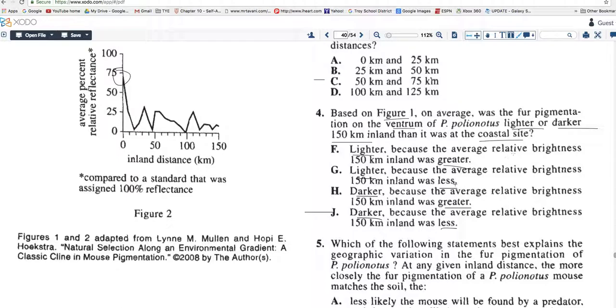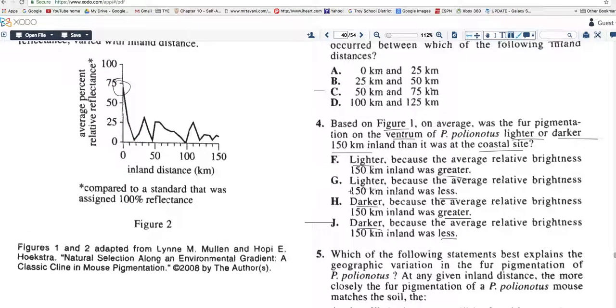So which answer choices can we automatically eliminate? F and G. Because it says lighter, and that's darker. Yep, so it wouldn't be lighter, it would be darker. And then we go and find a difference. Or you can go to the side and look at the ending, which is the greater part. So the F and H can be canceled out.